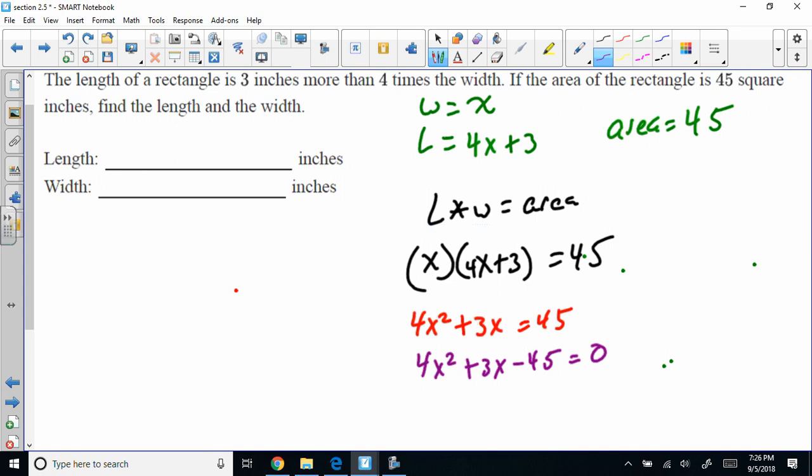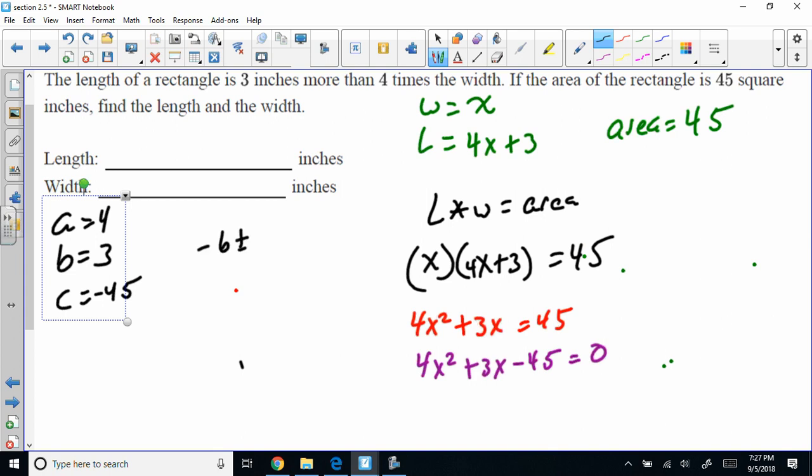So how would I do this one? Well, I'm not going to factor it. It's too big. I'm probably not going to complete the square because if I pull out a 4, I'm left with 3/4, right? That's not good, and I don't want to square 3/4 because the numbers are really ugly. So I'm just going to use the quadratic formula. A equals 4, B equals 3, C equals negative 45. So negative B plus or minus the square root of B squared minus 4AC, all over 2A.